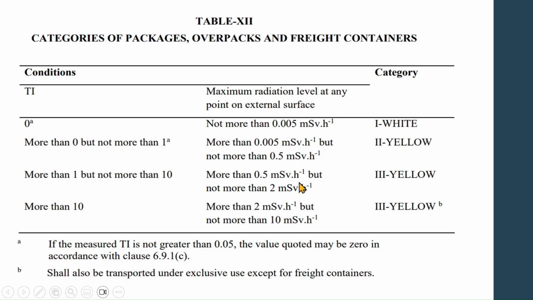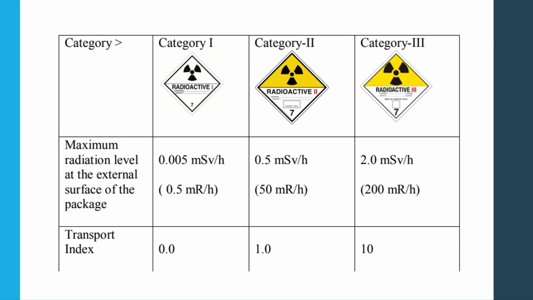So the maximum radiation level that can be on the surface of the package is 2 millisievert per hour for yellow 3. If it is going in exclusive use, then the maximum radiation level at any point on the surface is 10 millisievert per hour. Units are very important. If you have to tell this in milliroentgen per hour, you have to multiply this by 100, so it will be 200 milliroentgen per hour. So these things are to be kept in mind.